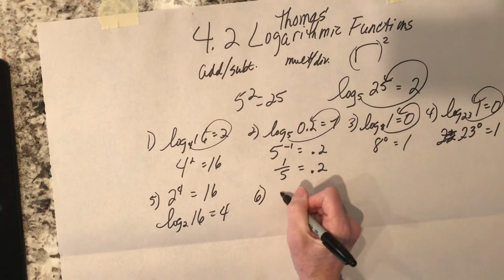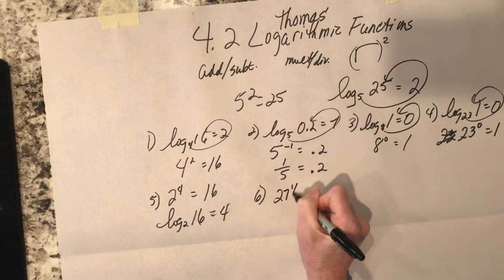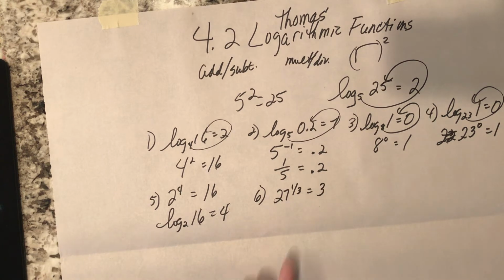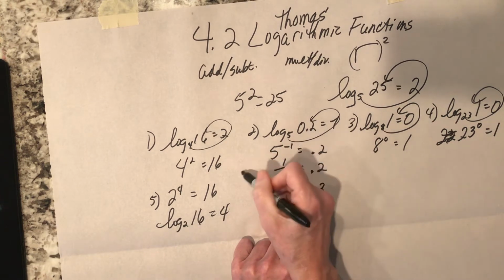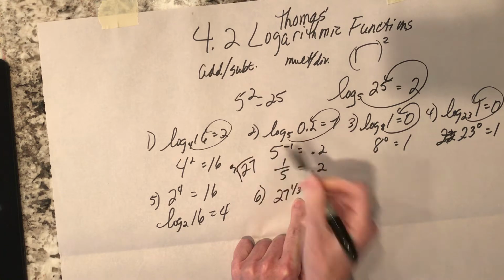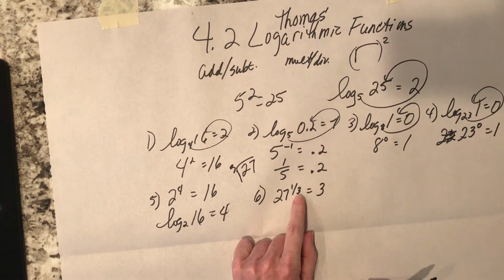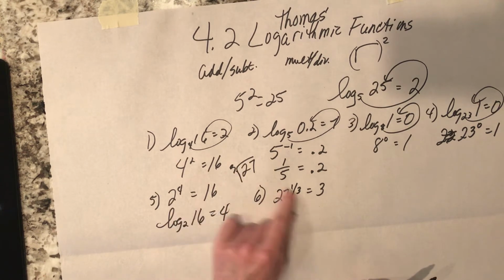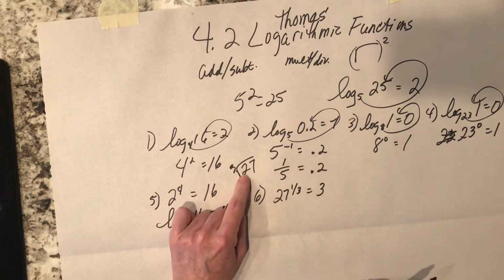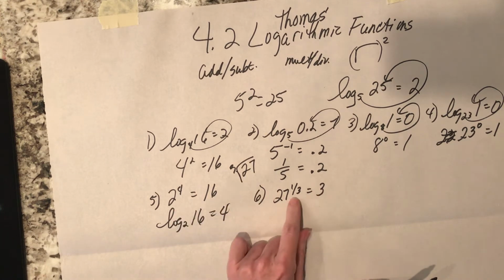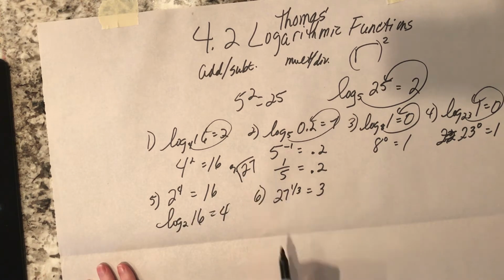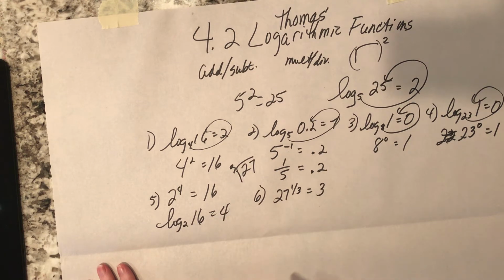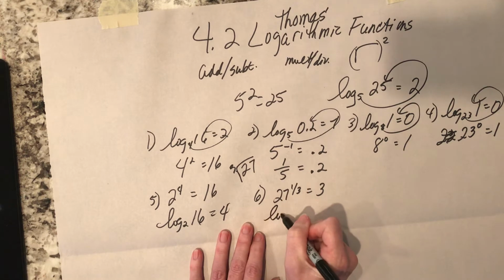Number 6, 27 raised to the 1/3 equals 3. Just to remind you, this 1/3, let me scribble it right in here. Remember, that means the cube root of 27. So when we've got a fractional exponent, that's the same thing as building a radical and putting the denominator right up here. And sure enough, the cube root of 27 is 3, just so you understand it. We're not going to convert it to that. I want to make sure you understand it as that. So we're converting this into a logarithmic equation.